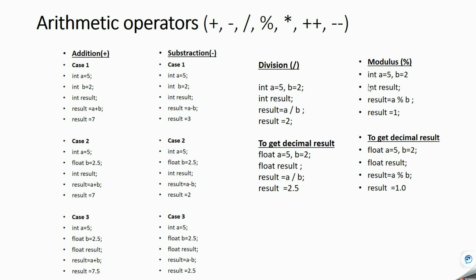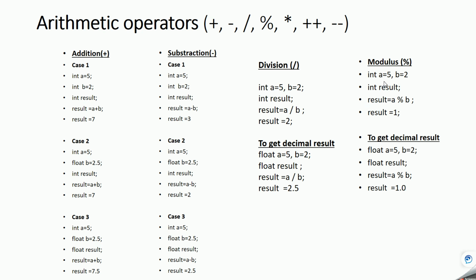Then we have another operator called modulus. The modulus operator is used for calculating the remainder, whatever is left over after dividing. Here we have a equal to 5 and b equal to 2, and the result is an integer. We are performing result equal to a modulus b. Basically, after dividing 5 by 2, whatever comes as the remainder will get stored in the result.